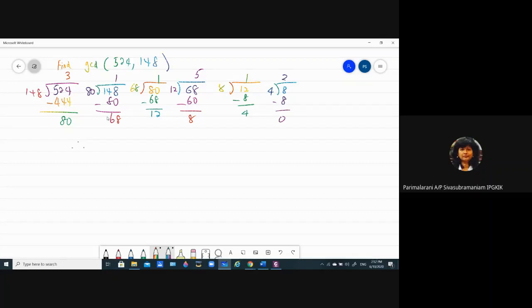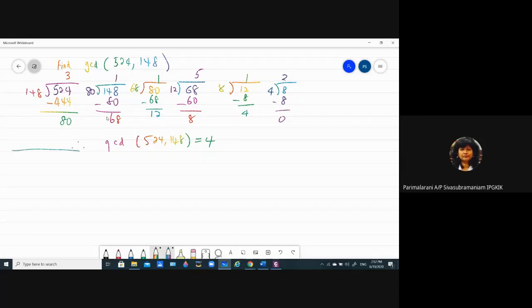So now what is your GCD? 4. Yes. The GCD of 524 and 148 is equal to 4. Can do? Okay. So we are doing it this way, long division. Repeatedly we are dividing until we reach 0.